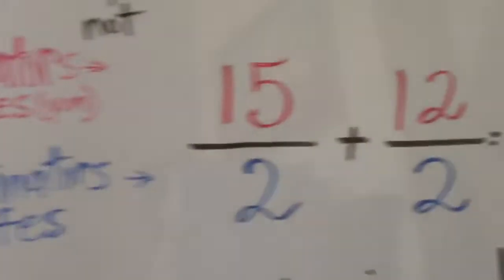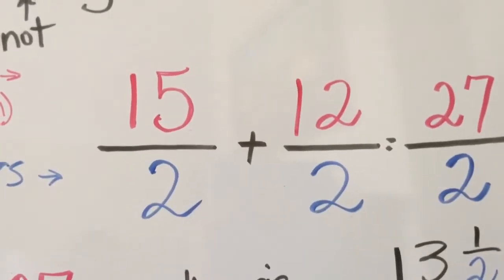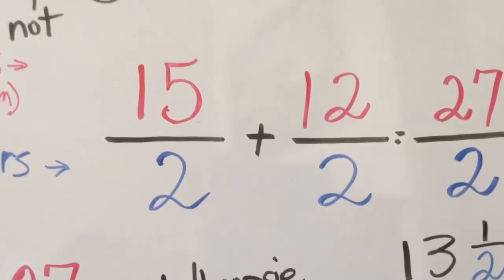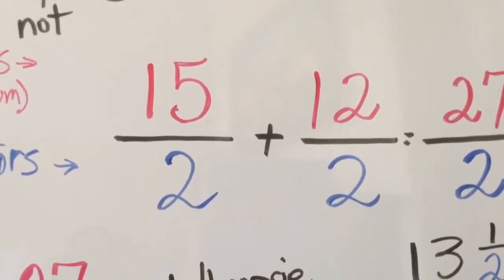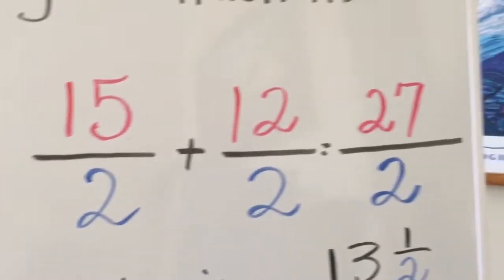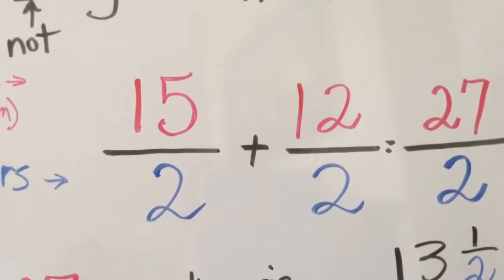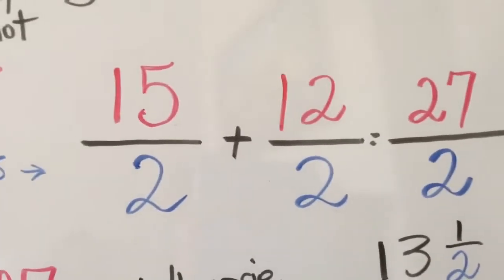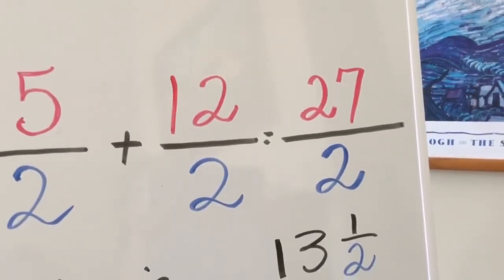All right, let's look at the problem now. We have 15 halves plus 12 halves, not pus. There's no pus in the cake. Stop that, Mrs. Miller. Okay, so 15 plus 12 equals 27. And we're adding halves, and the halves are not going to change. So 15 halves plus 12 halves equals 27 halves.